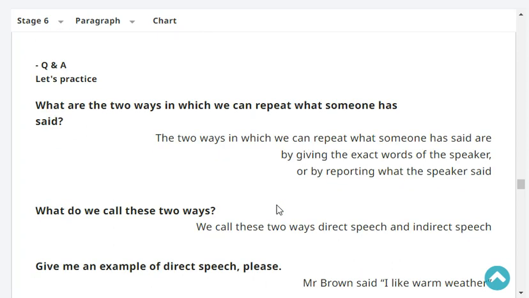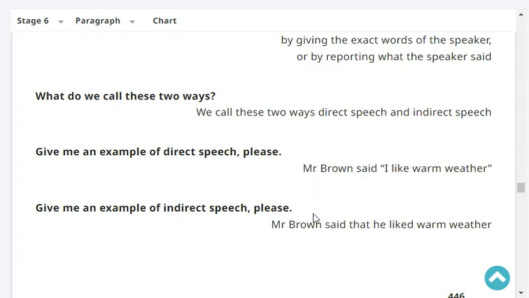What do we call these two ways? We call those two ways direct speech and indirect speech. Very good.